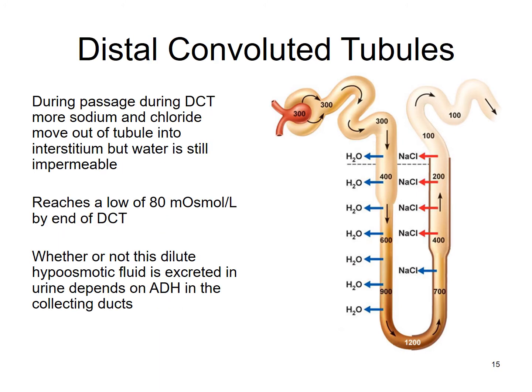Now, during passage through the distal convoluted tubule, you have still more sodium and chloride moving out of the tubule into the interstitial space, but it is still impermeable to water. And so it means that your osmolarity is going to drop even lower. It's not represented on the picture here, but by the time you reach the end of the distal convoluted tubule, it can be as low as 80 milliosmoles per liter.